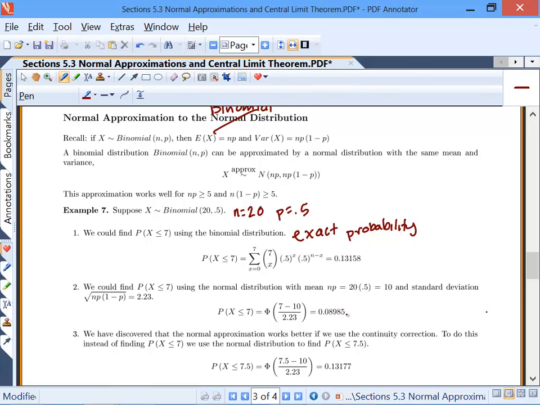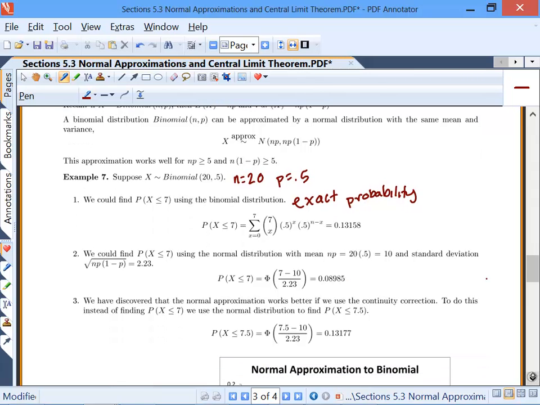And so what we've discovered is if you want to use the normal distribution to approximate the binomial distribution, what you need to do is use the continuity correction. So to do this, instead of finding the probability that x is less than or equal to 7, we use the normal approximation to find the probability that x is less than or equal to 7.5. And I'll show you why in a second.